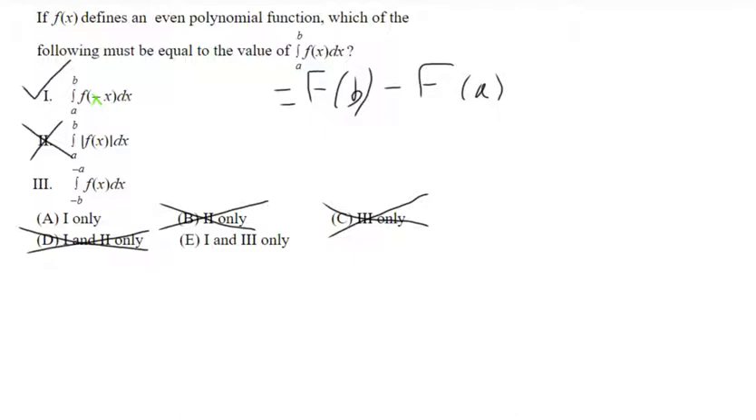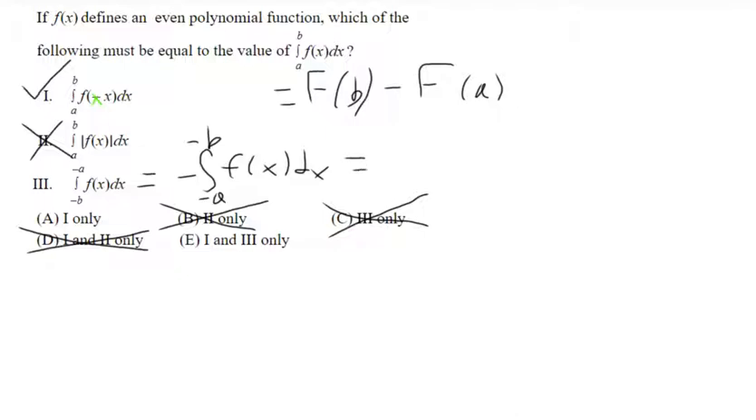All right, now for number 3, we have to actually work this out. We can use a property of integration that says I can switch the order of these limits if I put a negative sign in the front. So I'll put down negative. This equals the negative integral from negative a to negative b of f of x dx.